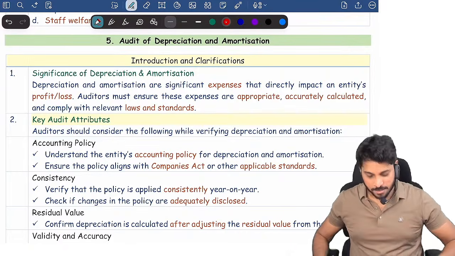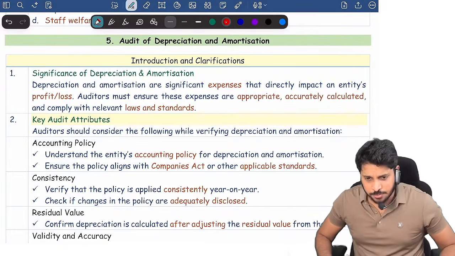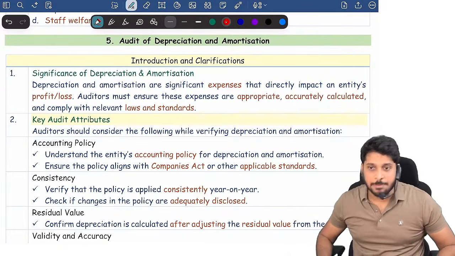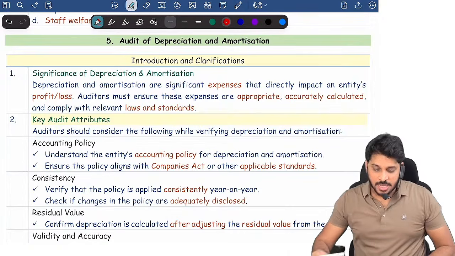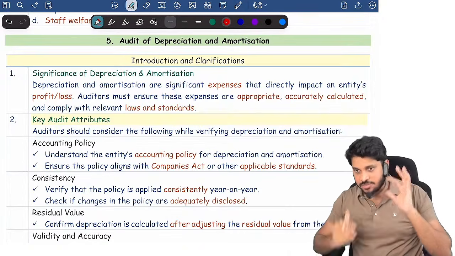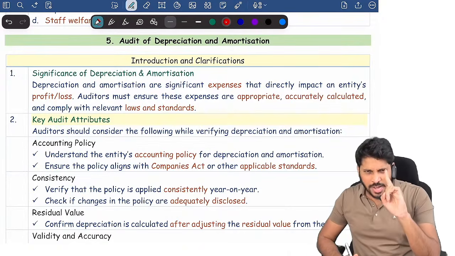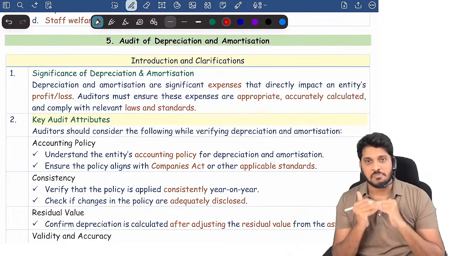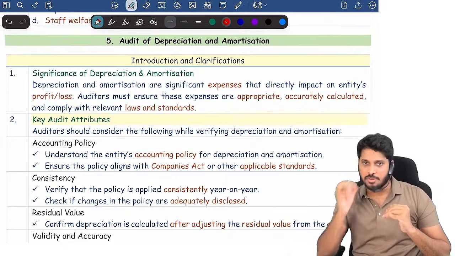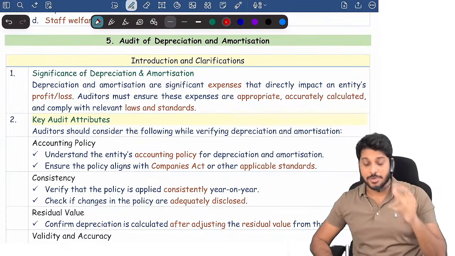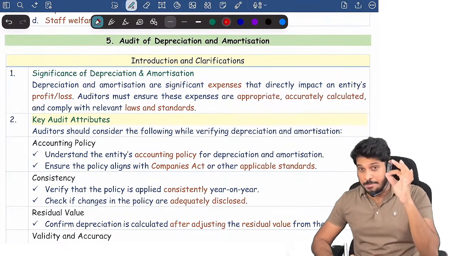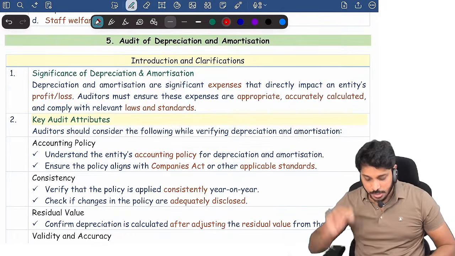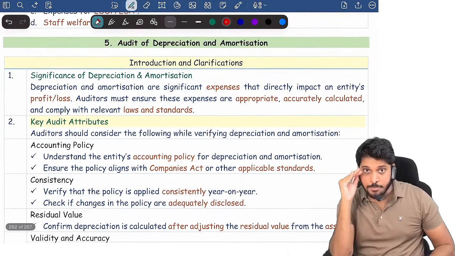Yeah. So next guys, we'll continue. Audit of depreciation and amortization. See guys, this chapter, once we finish this revision session, 1 hour to 1.5 hours, you just calmly read. 99% I'm telling you, tomorrow any question comes from this chapter, you will do really well, because that's the reason I'm repeating all important topics. Now from here I will go through important points alone.